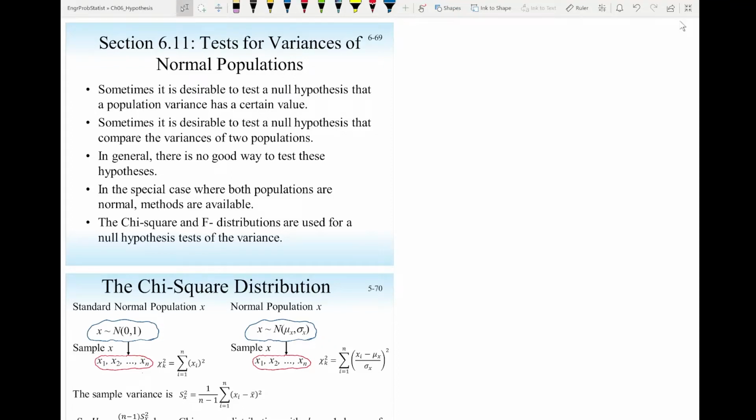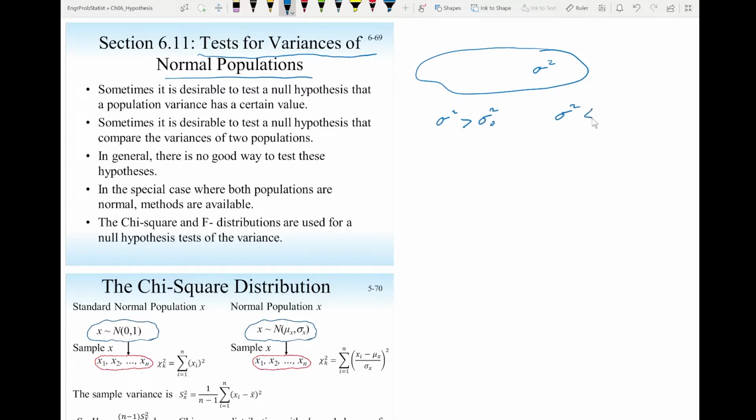Hello everyone. In this video, we will talk about setting a hypothesis test for variances of normal populations. The first topic is we assume we have a population of items and we want to test if its variance is larger than a certain value, let's call it sigma 0 squared, or less, or equal. So these are the three possible null hypotheses.